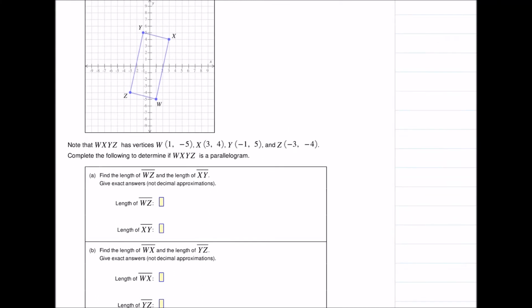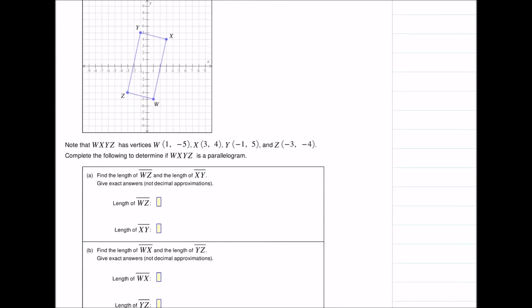Alright, so in part A, they say to find the length of WZ and the length of XY. Give the exact answer, which means that they want the square root. Do not round your answer. So to find the length from 2 points is basically a distance formula. So W is given as (1, -5), and Z is (-3, -4).